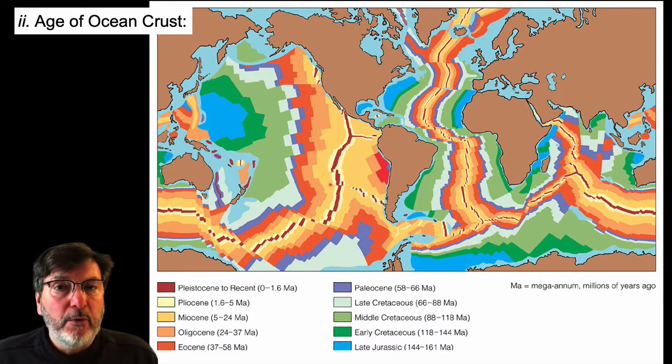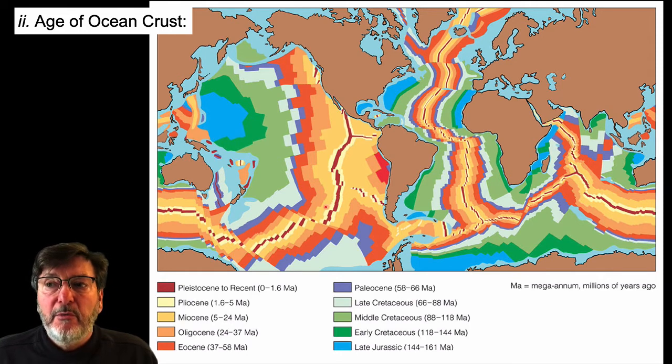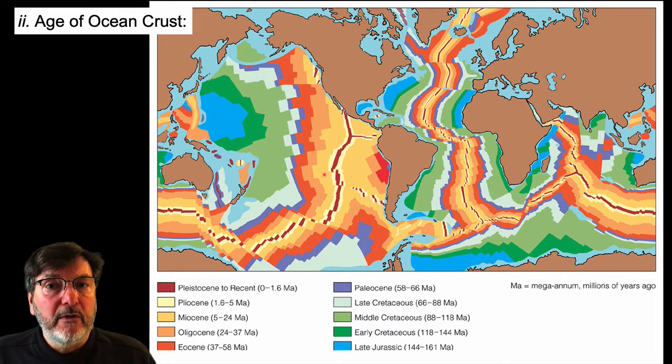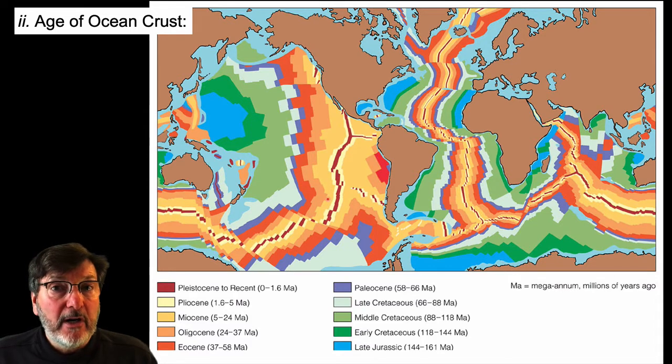You see this nice symmetrical pattern about the mid-ocean ridges, but you also see the activity on the mid-ocean ridges, or the rate of spreading on the mid-ocean ridges. In the Atlantic, the spreading rate is relatively slow, so on the order of 2 to 3 centimeters per year. That is about what? An inch and a half per year. In the Pacific, the rate is double that. So the rate in the Pacific, on the East Pacific Rise, is about 5 and even up to 6 centimeters per year.